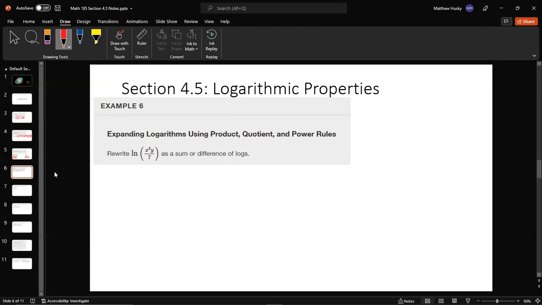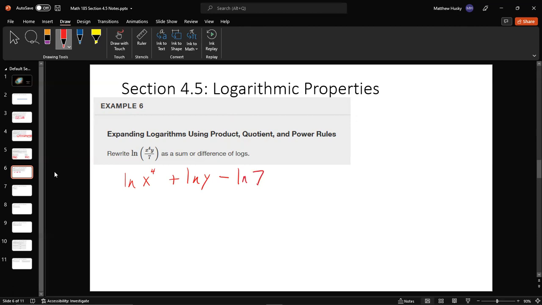So what we're going to have is ln of x to the 4th. We're going to add ln of y because that is being multiplied. The 7, since it's on bottom, that is being divided, which means you will subtract it and have ln of 7 as the final logarithm.